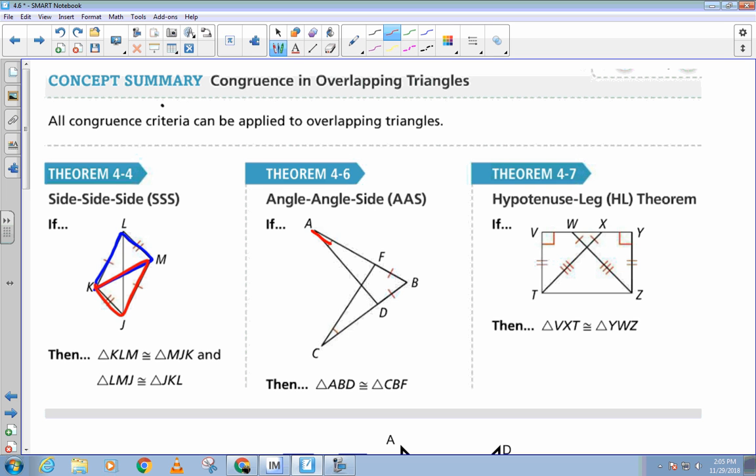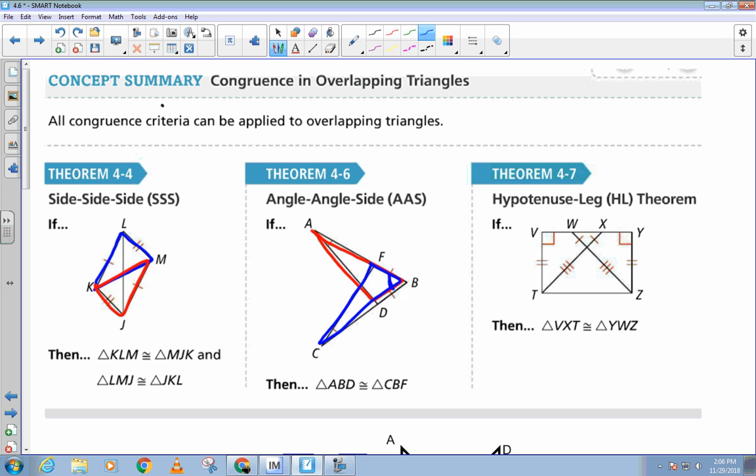Here's another one. I think we did one similar to this one, maybe. There's this triangle and this one. And they share this angle. They have a side, and then they share this one right here. So that would be angle side.